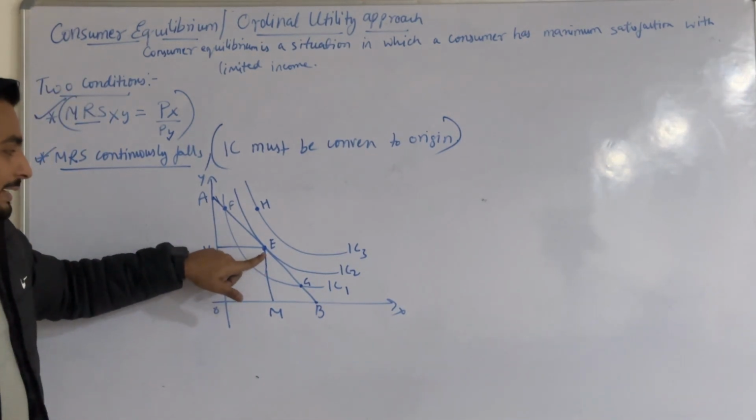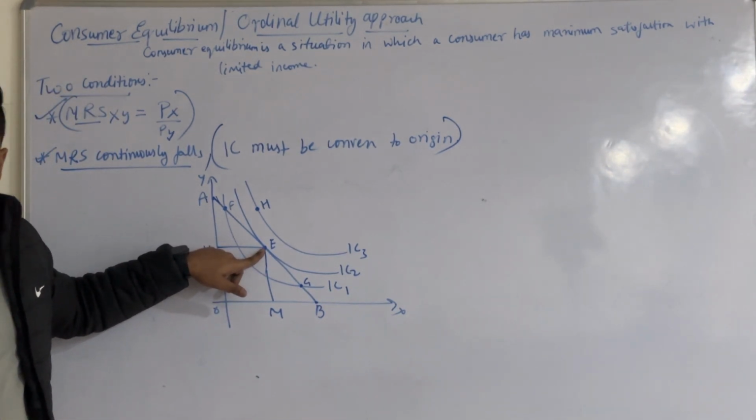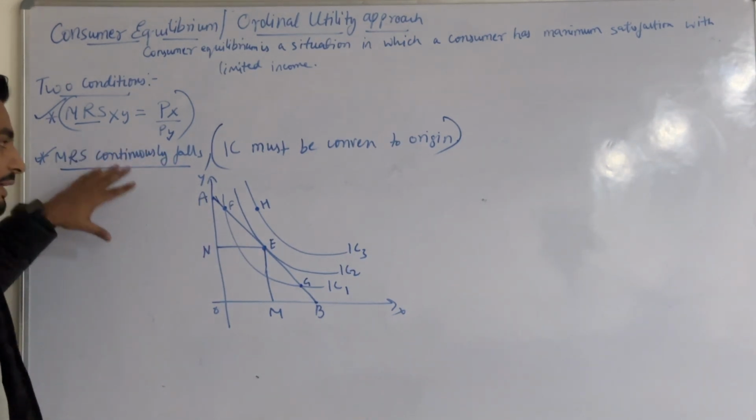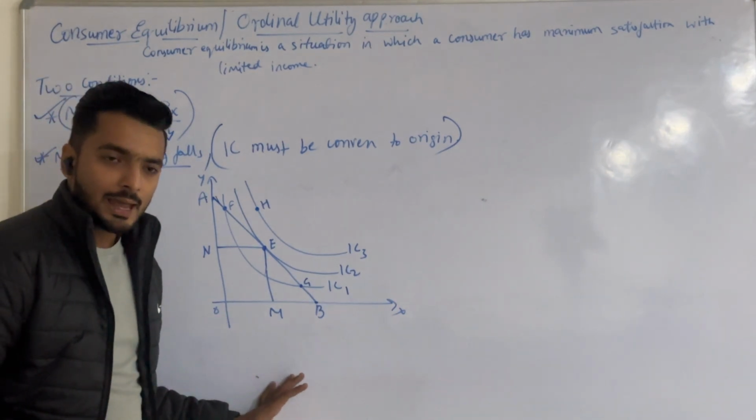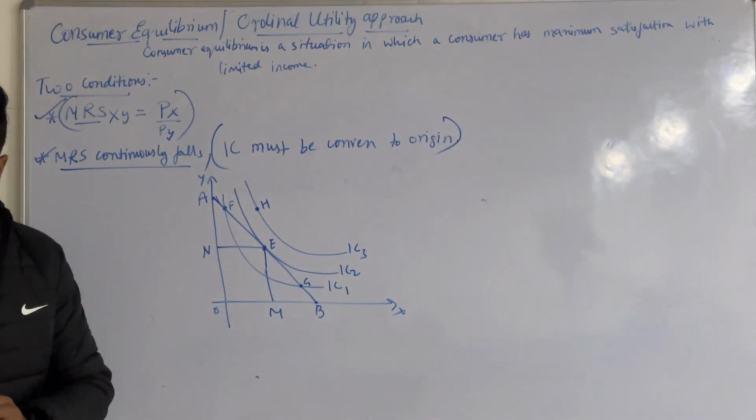Now, point E is your equilibrium point. Why is it equilibrium? Because both the conditions are satisfied at this point. MRS XY must be equal to PX upon PY, and the curve must be convex to the origin.